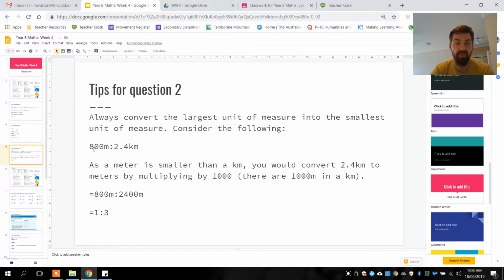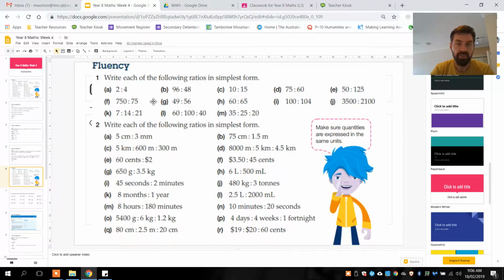So, for example, if you've got 800 meters to 2.4 kilometers, we know that a meter is smaller than a kilometer, so you need to convert the 2.4 kilometers to meters, multiplying it by 1,000. That then becomes 800 meters to 2,400 meters, and you can simplify that to 1 to 3. So work through all of those questions, please.